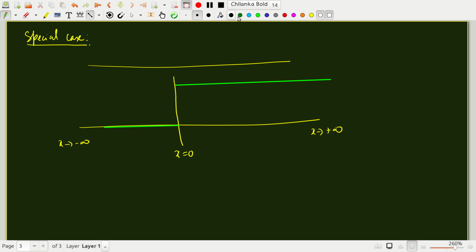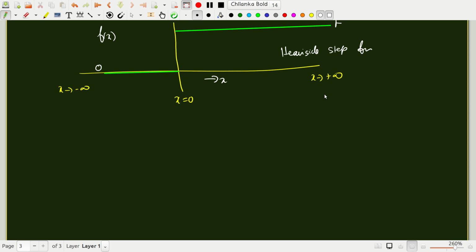So this is 0, and this is some F. This is my f of x versus x, like a Heaviside step function where the jump is of magnitude F at the origin.